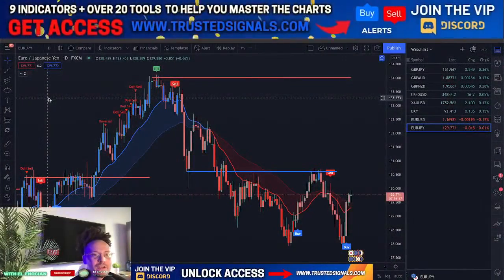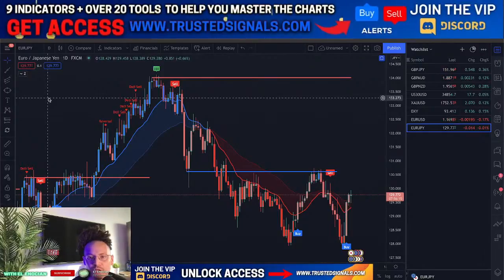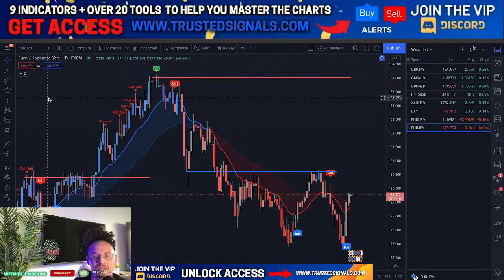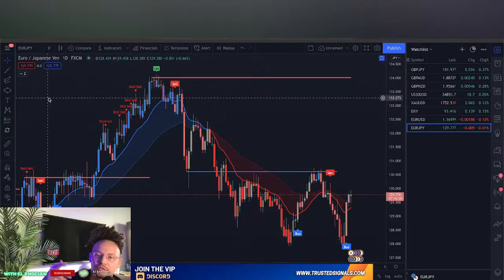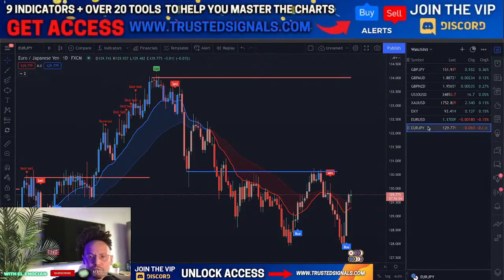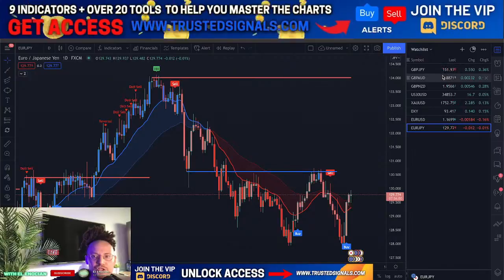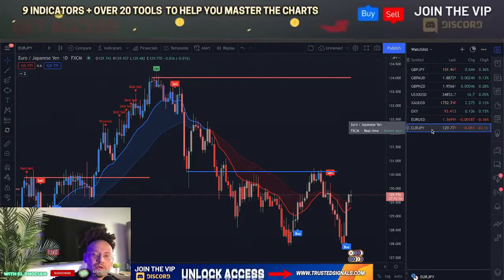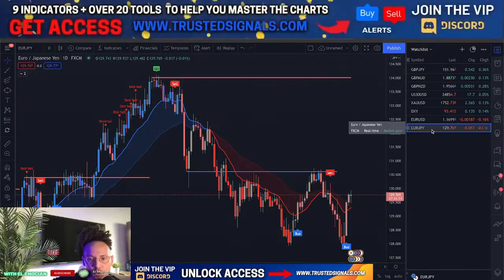All right, so here is UJ pulled up. We're going to see what possibilities are throughout the week with my watch list. So here's my watch list. I have quite a few people who are asking me what watch list I have. If you need to screenshot it, feel free to screenshot it. These are the currency pairs that I will go over today.